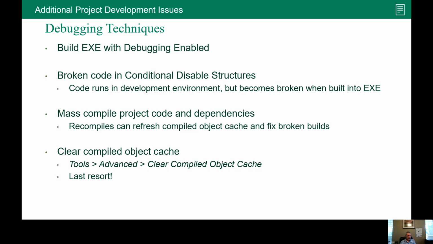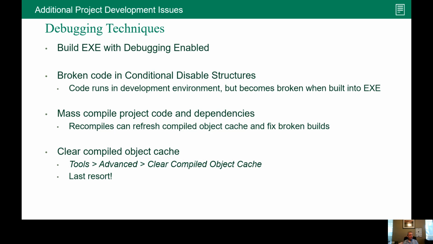A few other things you can try. I've seen many cases where when you build an EXE and it turns out broken, if you go enable debugging in the app builder settings for the EXE, you'll get an EXE that runs. I have also seen the opposite, where an EXE with debugging enabled broke the EXE and turning it off made it run. So that's another thing to try.